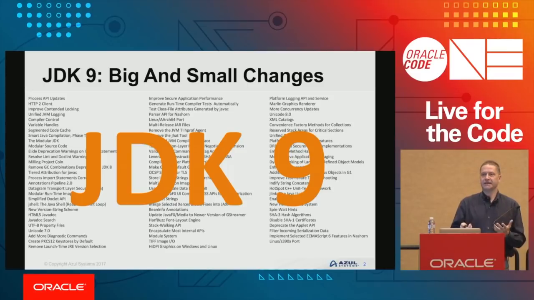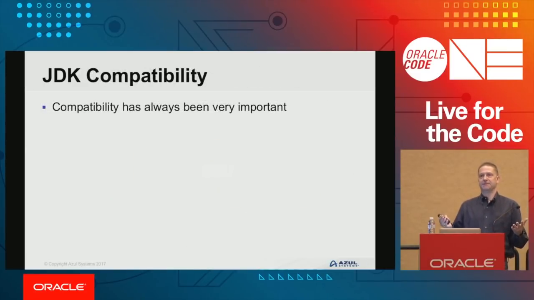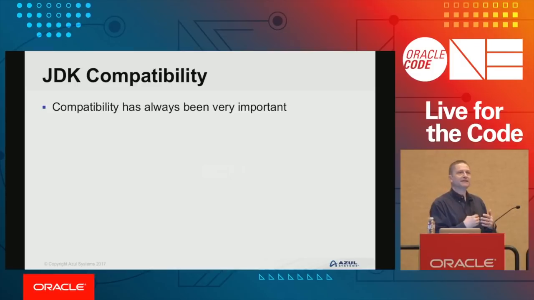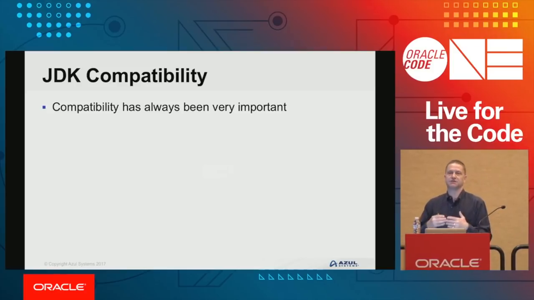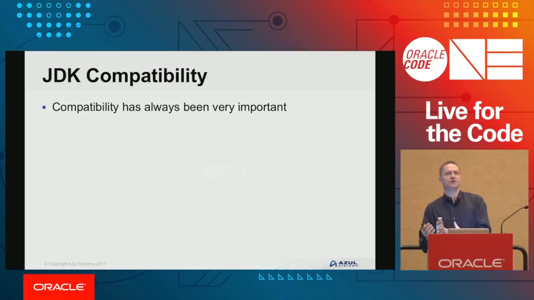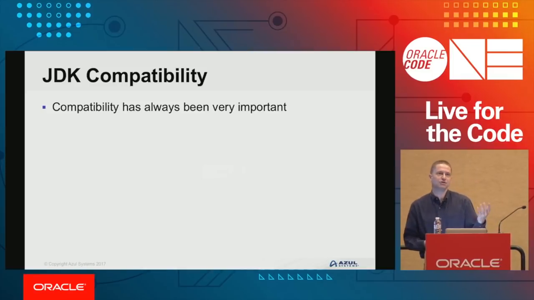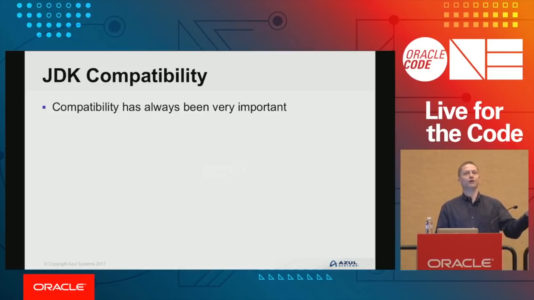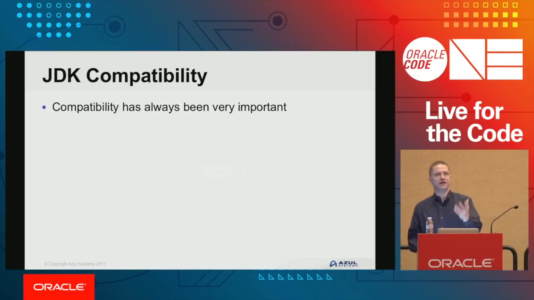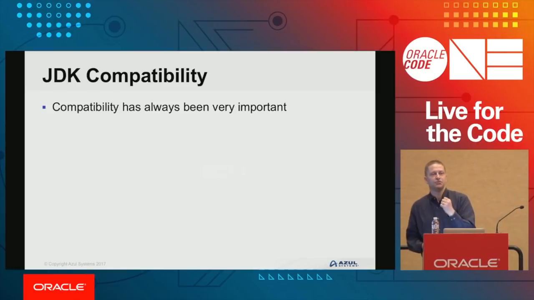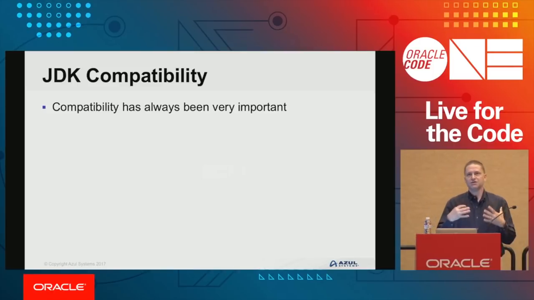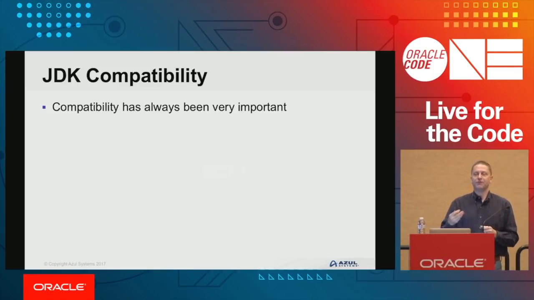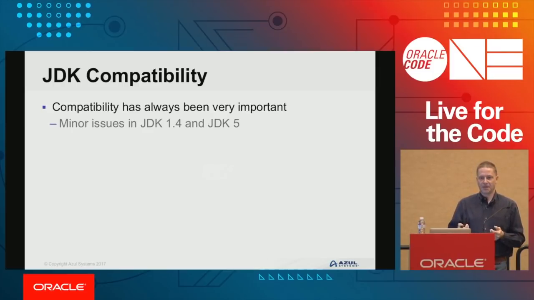Clearly, we need to think about compatibility. And the thing about compatibility with Java is that we have always in the past been used to the idea that compatibility is very important. The idea that you could take an application that was compiled on, let's say, JDK 1.1, and you can run it on JDK 5, you can run it on JDK 8, and then theoretically you should be able to run it on JDK 11. So Sun and then Oracle have always been very concerned about compatibility.